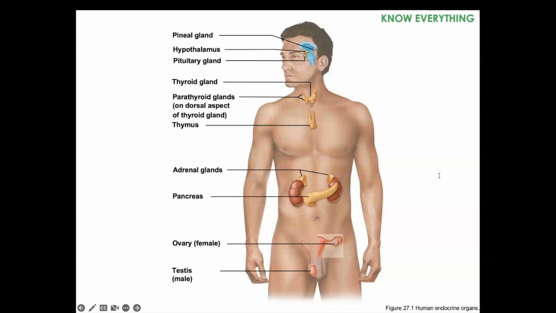Next, we have the thymus in the chest, which has some immune function. The adrenal glands sit on top of our kidneys, and in between the kidneys, we have our pancreas. And then lastly, depending on an individual's sex, females will have ovaries and males will have testes in the groin area.